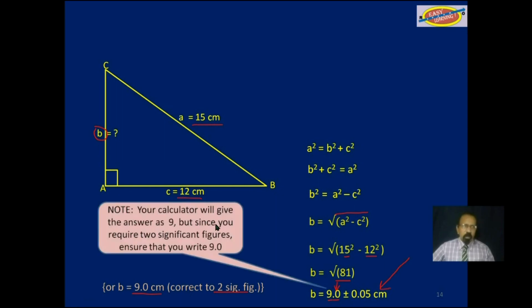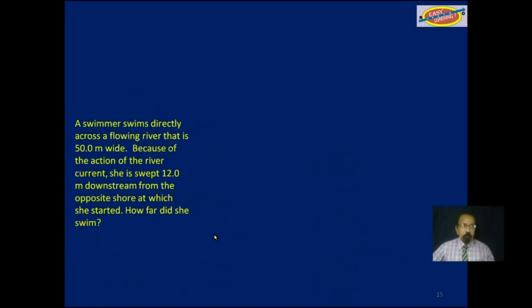Now, you need to be careful because when you find the square root of 81, you will get exactly 9 from your calculator. But we are using 2 significant figures, so we add a 0.0 to make it 2 significant figures. Let's look at a simple example.